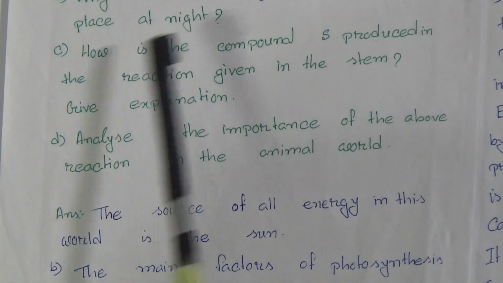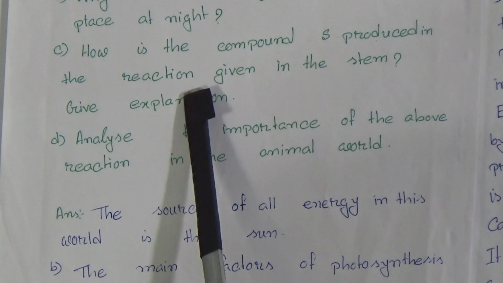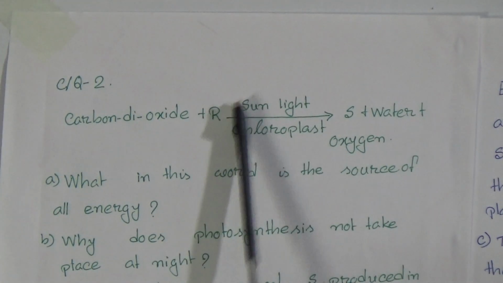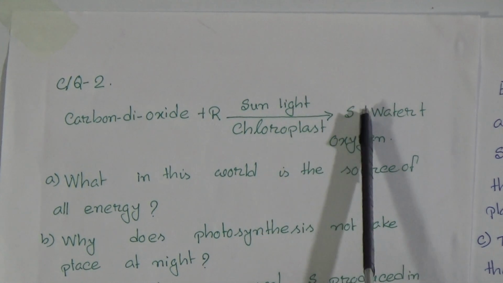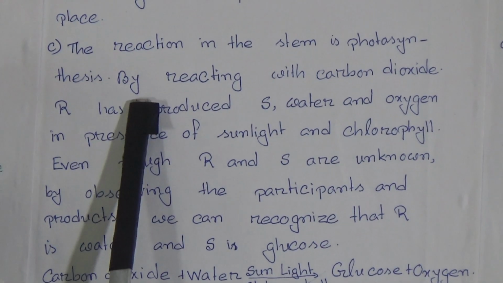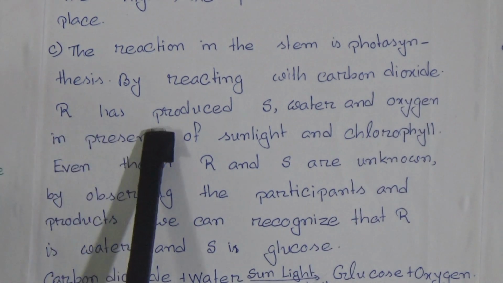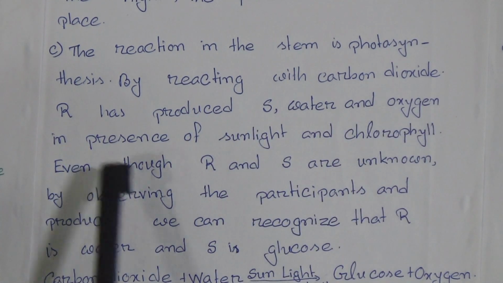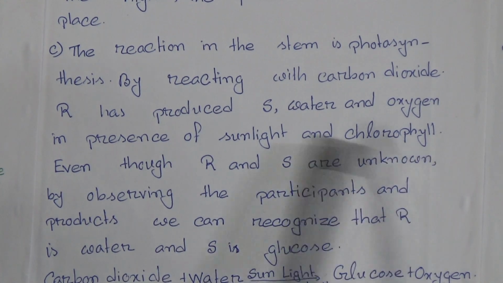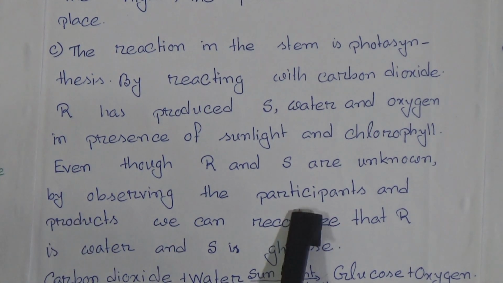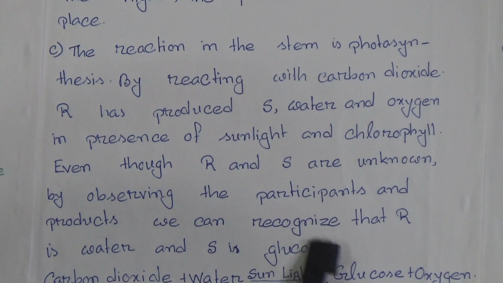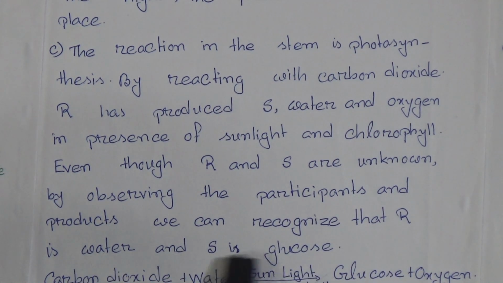Number C. How is the compound S produced in the reaction given in the stem? Give explanation. We found here carbon dioxide plus R, in the presence of sunlight and chlorophyll, produce S. So how is this S produced? Answer: the reaction in the stem is photosynthesis. By reacting with carbon dioxide, R has produced S, water and oxygen in the presence of sunlight and chlorophyll, even though R and S are unknown. By observing the reactants and products, we can recognize that R is water and S is glucose.